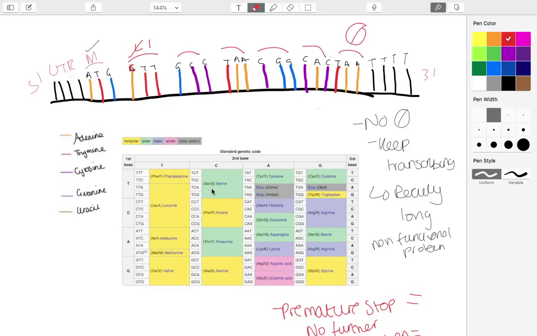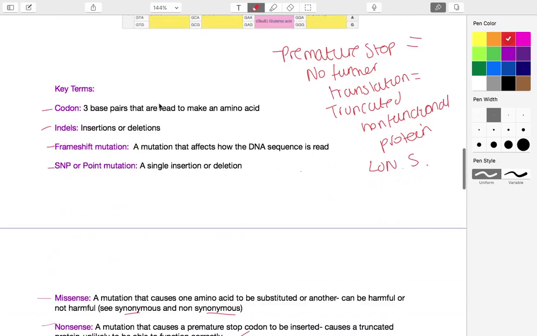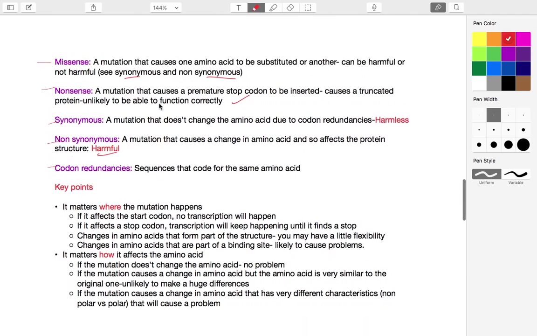Now that depends where it is. Obviously, if this amino acid is somewhere really important, so if it's an enzyme like a binding site or something, that could potentially cause enough of a problem that the protein doesn't function properly. That could genuinely be what happens. But if it's in a structural part of the protein, then it's unlikely to be causing a huge error. It's unlikely to cause a problem. And this takes me to our key points.